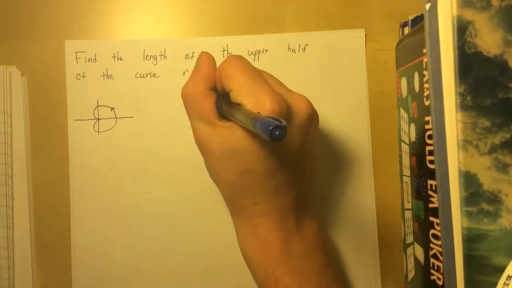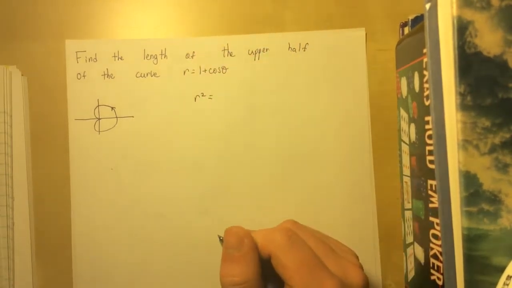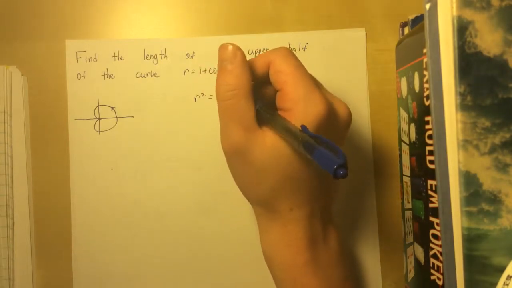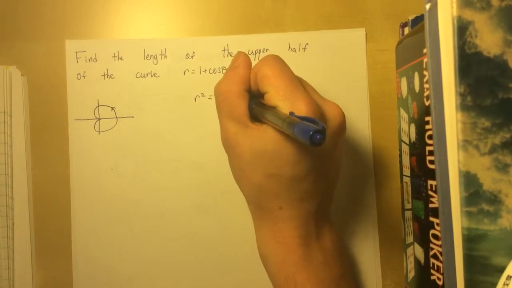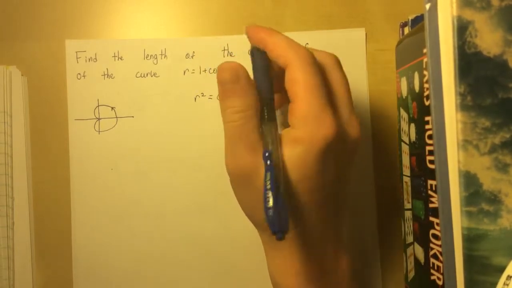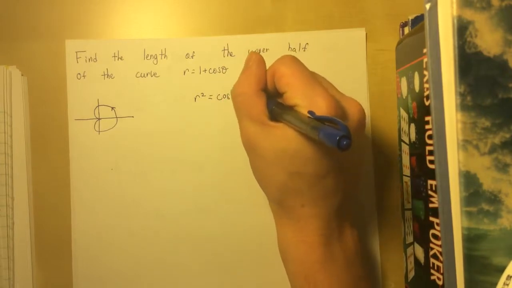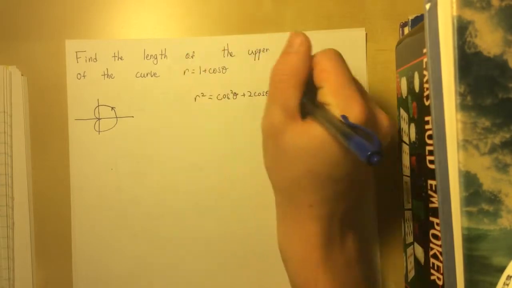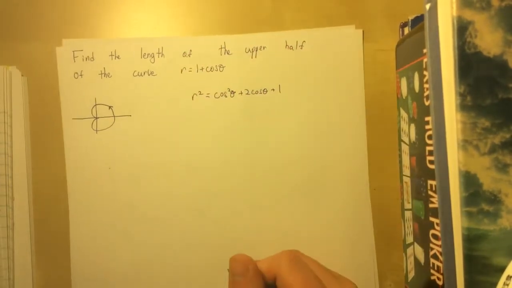First, let's solve for r squared. If r is equal to 1 plus cosine theta, r squared is just going to be cosine squared theta, plus 2 times cosine theta times 1, so 2 cosine theta, plus 1 squared. That's just 1. So that's our r squared.